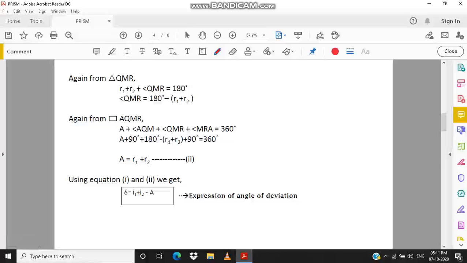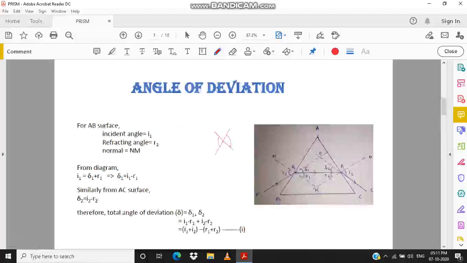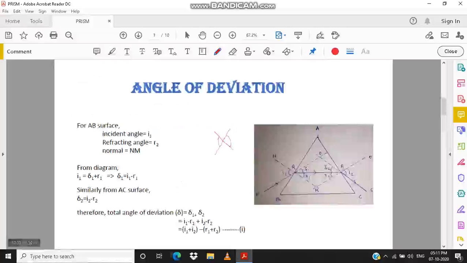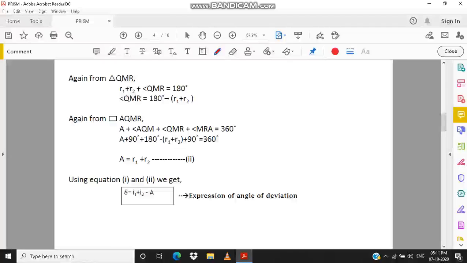Now using equation 1 and 2, what was our equation 1? Equation 1 is this one, del equals I1 plus I2 minus (R1 plus R2). And equation 2 is this one. We just simply write the value of R1 plus R2 in equation 1. We have got R1 plus R2 equals A. So we simply substitute it over here and we get that the value of del, that is the angle of deviation, is I1 plus I2 minus A. Got it? So this is the expression for angle of deviation.